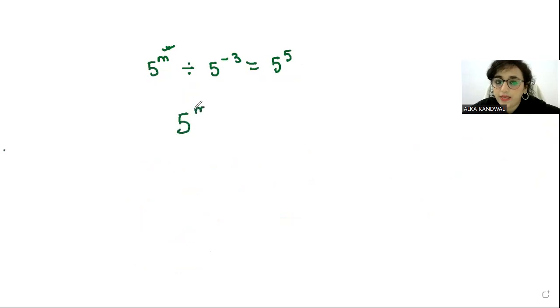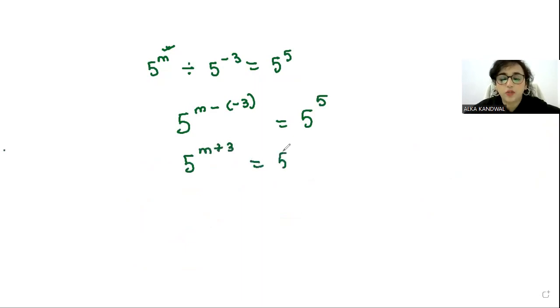Fine. अगर मैंने क्वेश्चन दिया कि 5 to the power of m divided by 5 to the power of minus 3 is equal to 5 to the power of 5. अब फाइंड द वैल्यू ऑफ m. तो इसमें डिवाइड है, बेस सेम है तो एक्सपोनेंट को सब्ट्रैक्ट करेंगे, m minus minus 3 is equal to 5 to the power of 5. तो इसको हम लिख सकते हैं 5 to the power of m plus 3 is equal to 5 to the power of 5. Since the base is the same, let us equate the exponent. Equate करेंगे तो m plus 3 is 5.